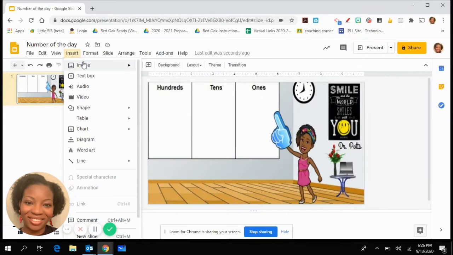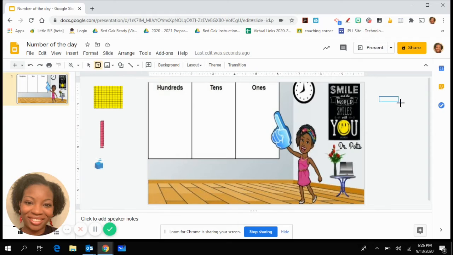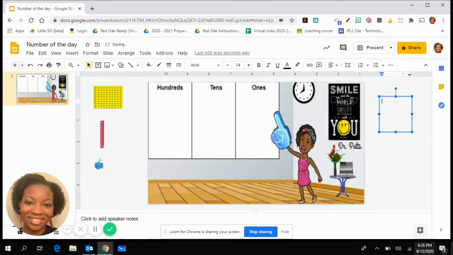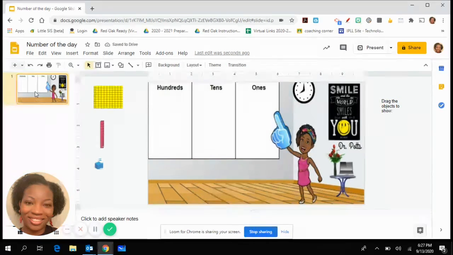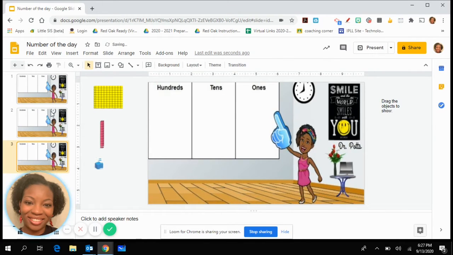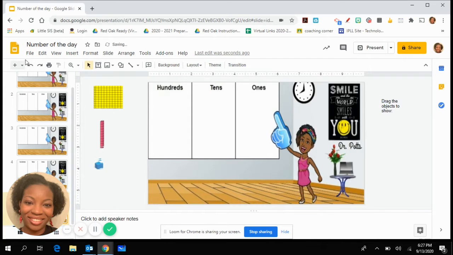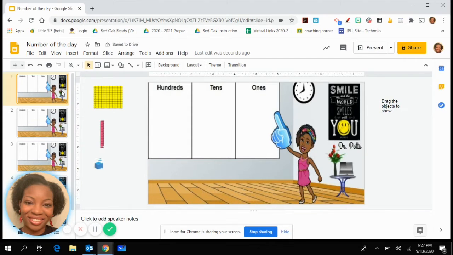And then I just insert text, drag the objects to show, and I keep it that way. So I can copy, which is Control C, Control V, for Monday, Tuesday, Wednesday, Thursday, Friday. So I'll do one for each day, and each day I just change the number.